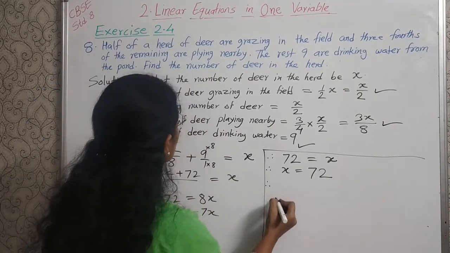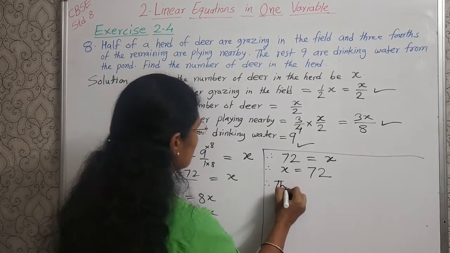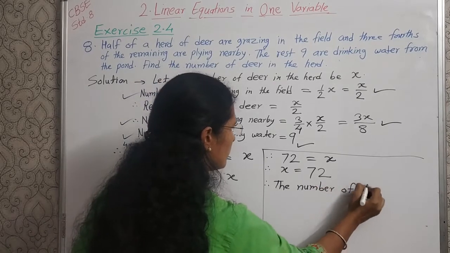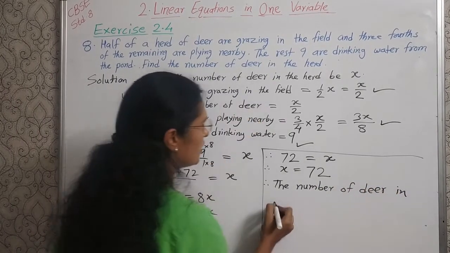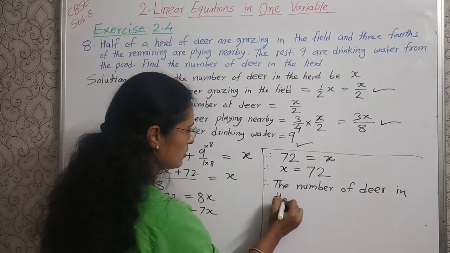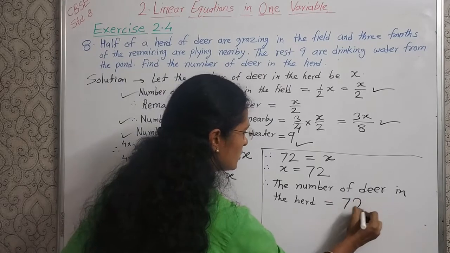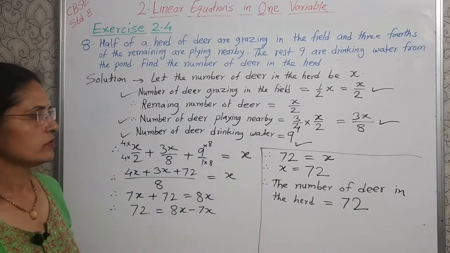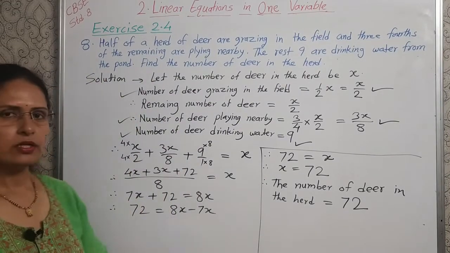So answer is the number of deer in the herd is equal to 72. So there are 72 deer in the herd. So this is how we solve this sum number 8.